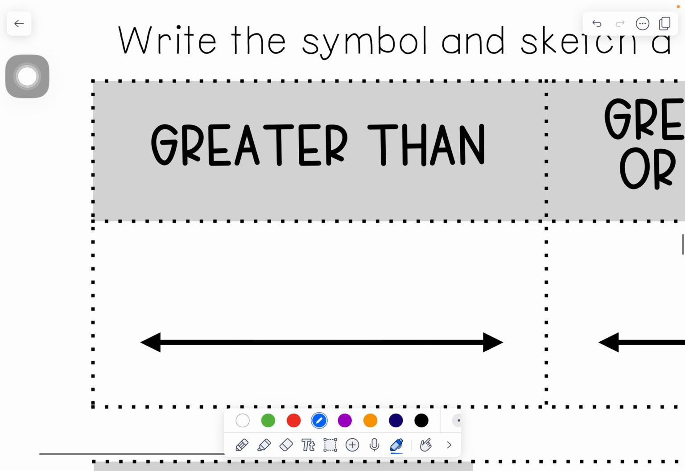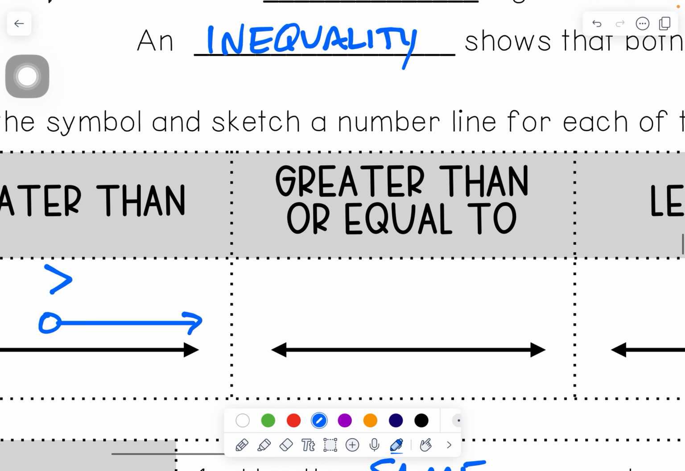Greater than, okay, so the greater than symbol would look like this. Greater than always has an open circle and is going to shade to the right. Greater than or equal to symbol looks like this. The only difference is now we're going to color in that circle and shade to the right.